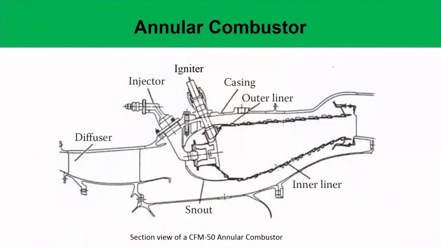So this is a section view of a CF650 annular combustor from General Electric. As you see, this is of course a much more complicated design than the diffuser combustor nozzle that we had shown you previously. Here you see the diffuser, where the flow comes in from the compressor.